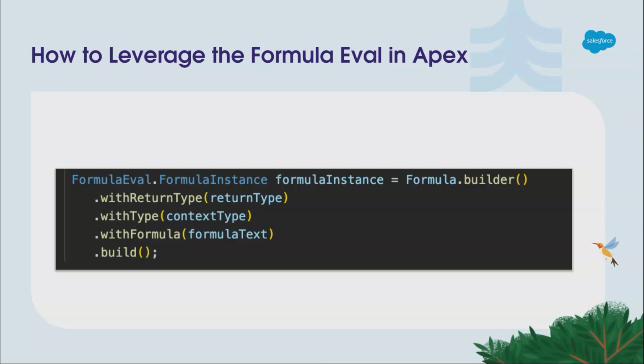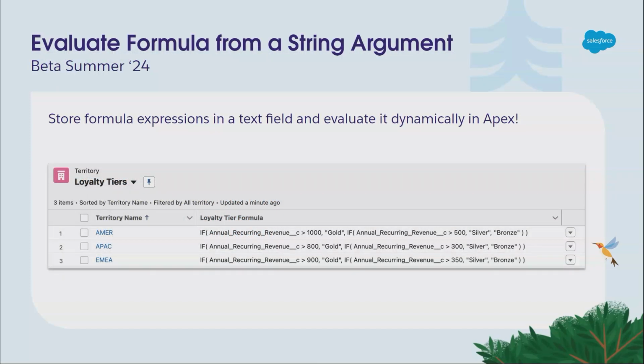And in that case, we can use the text, or we can refer to any Salesforce custom field. So how can we actually use that? Let's look at the two use cases. The first one is evaluating a formula from a string argument.